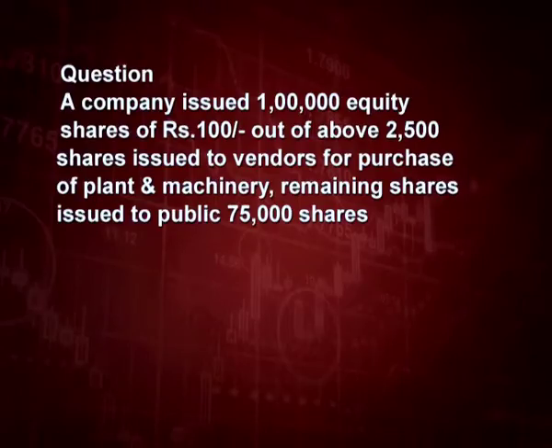Please go through revised Schedule 6, which is given in your books. This time this is going to be very important. Let us understand the contents by way of a question on share capital. Let's start the question. A company issued 1 lakh equity shares of rupees 100 each. Out of the above, 2,500 shares are issued to vendors against purchase of plant and machinery. I hope you remember this has to be shown separately. The remaining shares were issued to the public, that is, 75,000 shares.